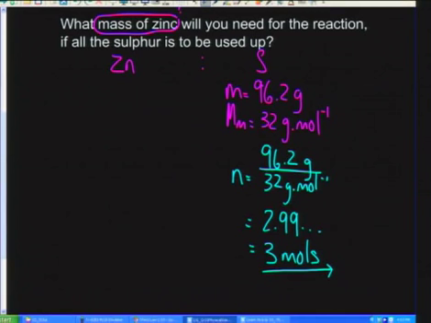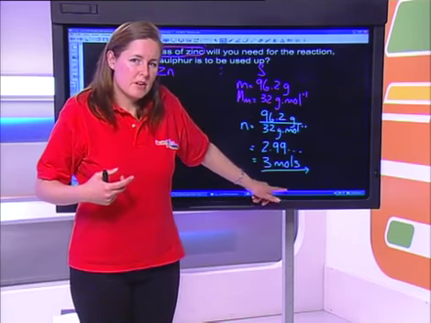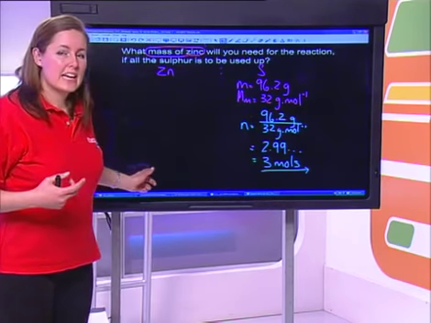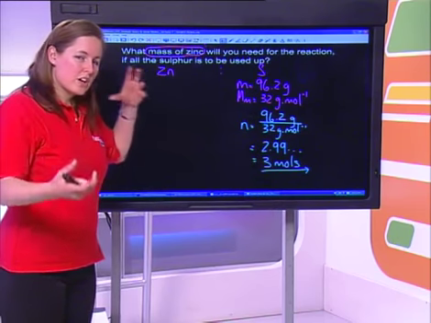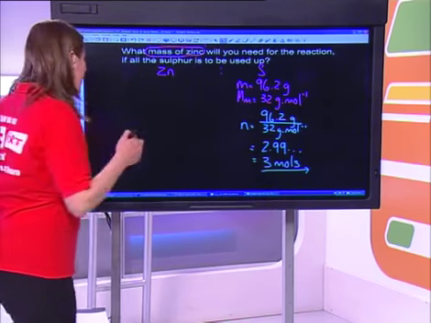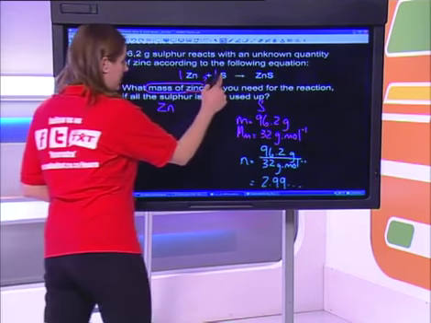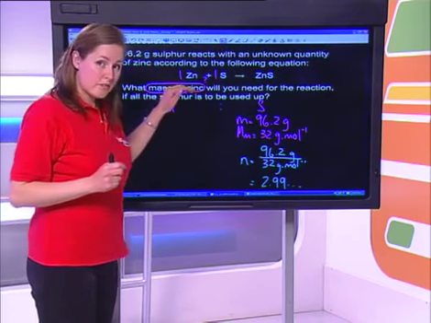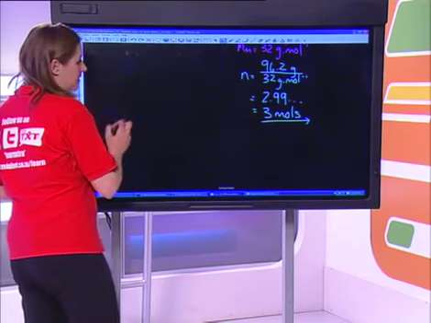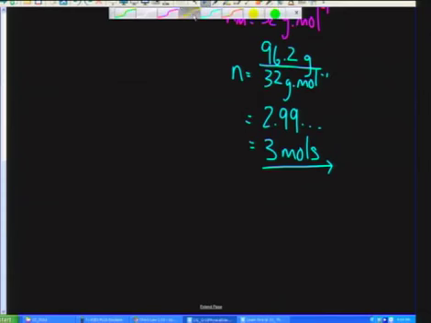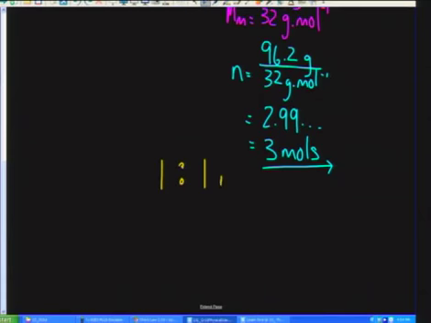The idea is that then we need to take this one step further and say, okay, if all of that got used up, then how much zinc must I have had? And because we're now working with a ratio, and if I go back to this balanced equation, you would see it's a 1:1 ratio. So I need to write that down. This is a 1:1 ratio. So if I have 3 moles of sulfur, it must have reacted with 3 moles of the zinc.